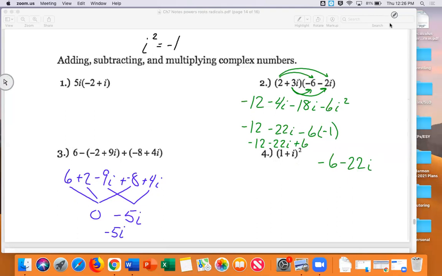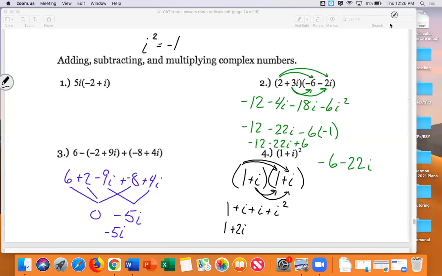Julie, are you okay with these so far? 1 plus i squared. So we have 1 plus i times 1 plus i. Just going to distribute this out. We have 1 plus i plus i plus i squared. So far, so good. So we have 1 plus 2i, and then i squared is -1. So to put that in, so I have 1 minus 1, they cancel. The answer is just 2i.